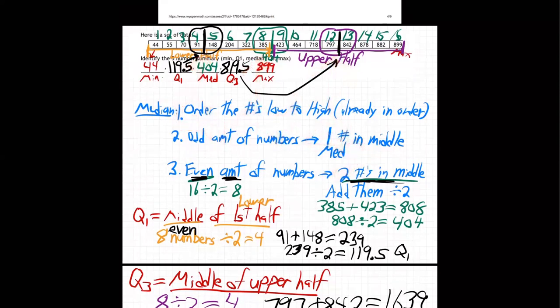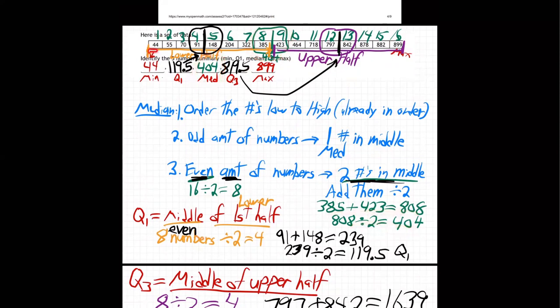So recapping, what do we do? We grab the lowest one and the highest one. That's the min and the max. And then we grab the median, the middle of the whole data set. For an even amount of numbers, you have to find the 2 in the middle. So 16 numbers divided by 2 is 8. I grabbed the 8th and 9th numbers. Those 2 numbers right here, I added them and divided by 2, found 404 is the median.